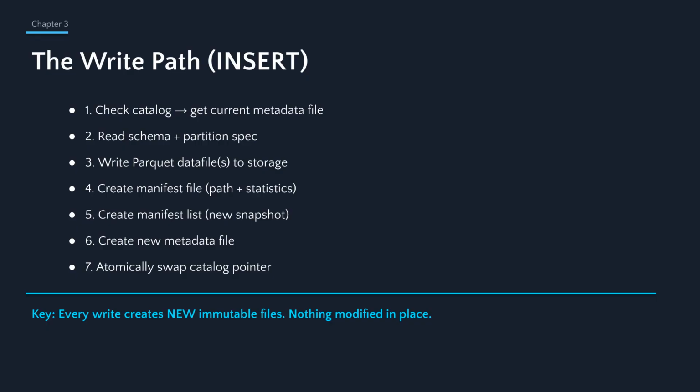Now when you run an insert, Iceberg first reads the current metadata from the catalog, writes the new Parquet data file, and creates a manifest file containing the file path and write time statistics. It then creates a manifest list representing the new snapshot, followed by a new metadata file with the updated snapshot history. Finally, the catalog pointer is atomically updated to this new metadata file. The key idea is that Iceberg never modifies metadata in place.